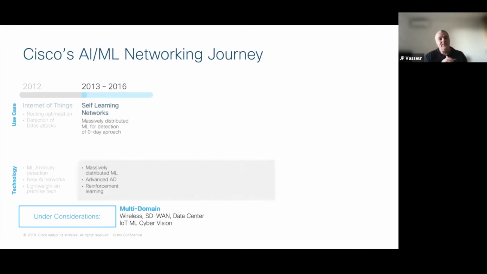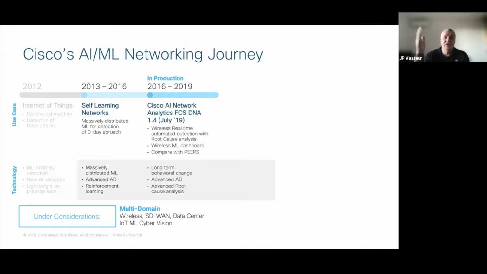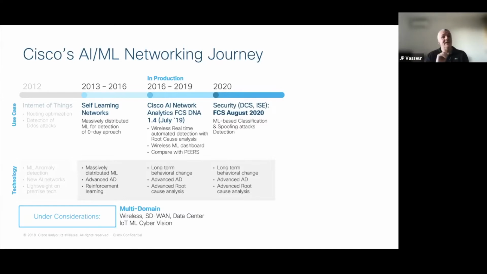Then we looked at what was known as self-learning networks. I'll go back to this, but this is mostly about security and how we can detect zero-day attacks. And then we moved on again to something completely different, and that was the use of machine learning AI for wireless networks. Then we started to go back to security and say, how can I use ML AI for device classification? In other words, you have a device coming on the network. How can I use ML AI to help understand the type of device and also detect spoofing attacks?